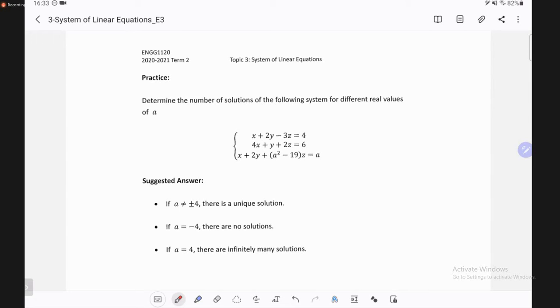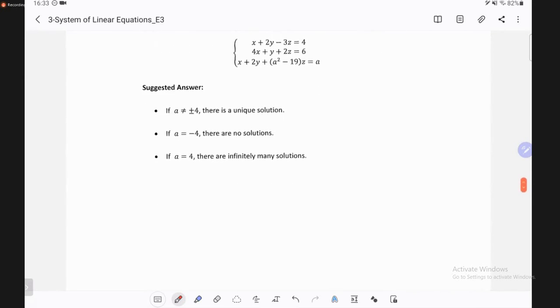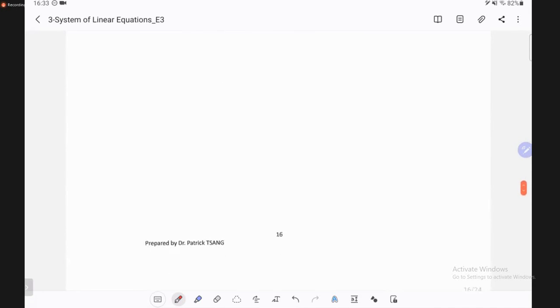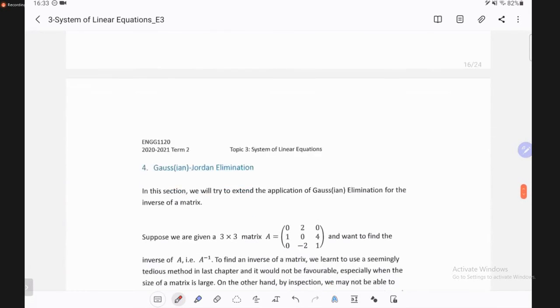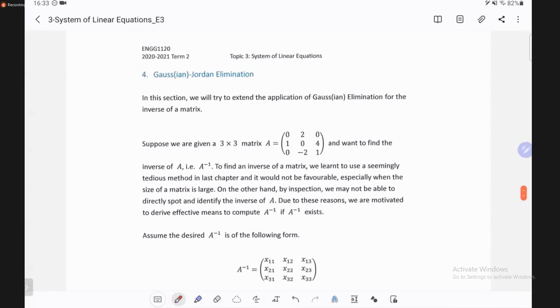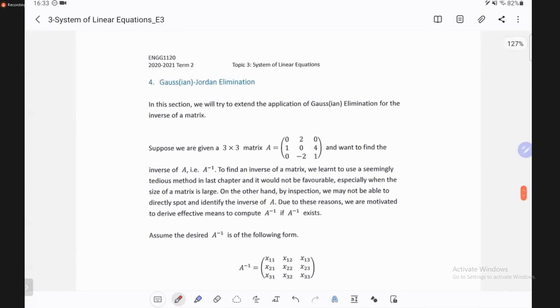And then I would like to start from an important application or extension of Gaussian elimination, which is called Gauss-Jordan elimination. This is our starting point of today. So if you are ready to go, we will start from page 17.